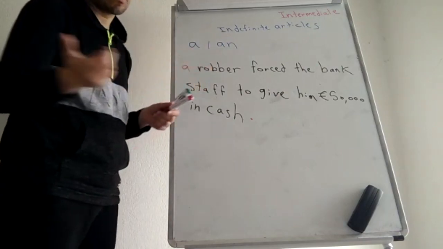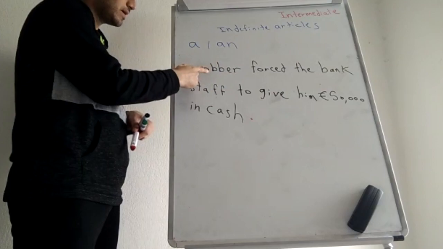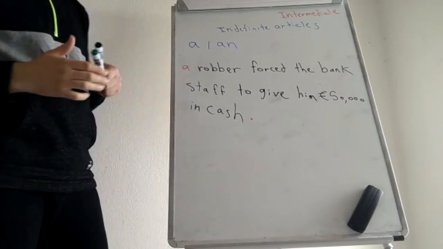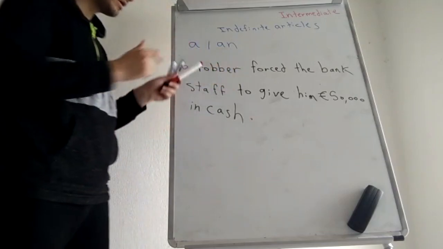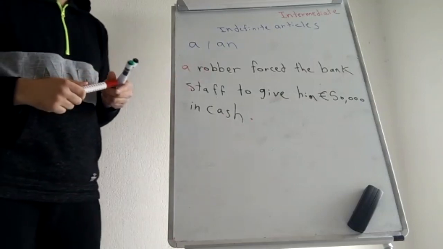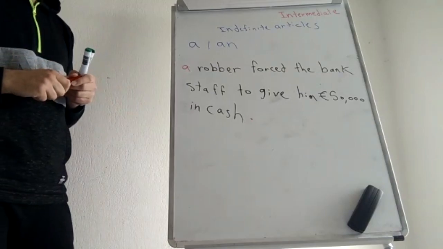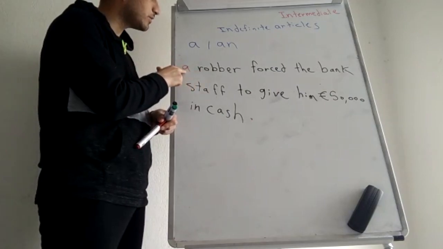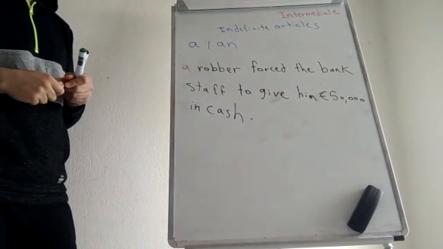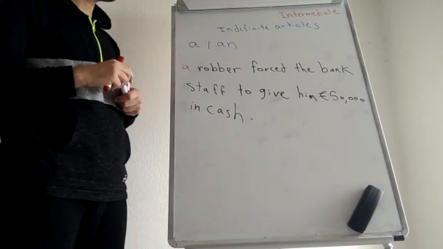So here we say a robber. Why? What does it mean? So the robber, we don't know who the robber is. Maybe he's a man or a woman. Maybe he's an old man or young. Maybe he's tall, he's short. We don't know anything about this person. We talk about an unknown person. So, that's why we use the indefinite article here, because we have no information about this. Okay. So, I want you please to study the indefinite articles very hard because they are very important.